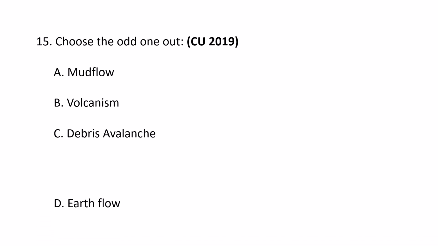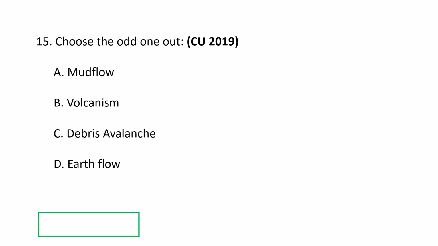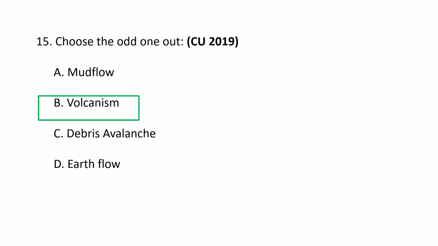Next question. Choose the odd one out. A. Mud flow, B. Volcanism, C. Debris avalanche, and D. Earth flow. Obviously, B. Volcanism is the odd man out because mud flow, debris avalanche, and earth flow, all these are related to landslides.